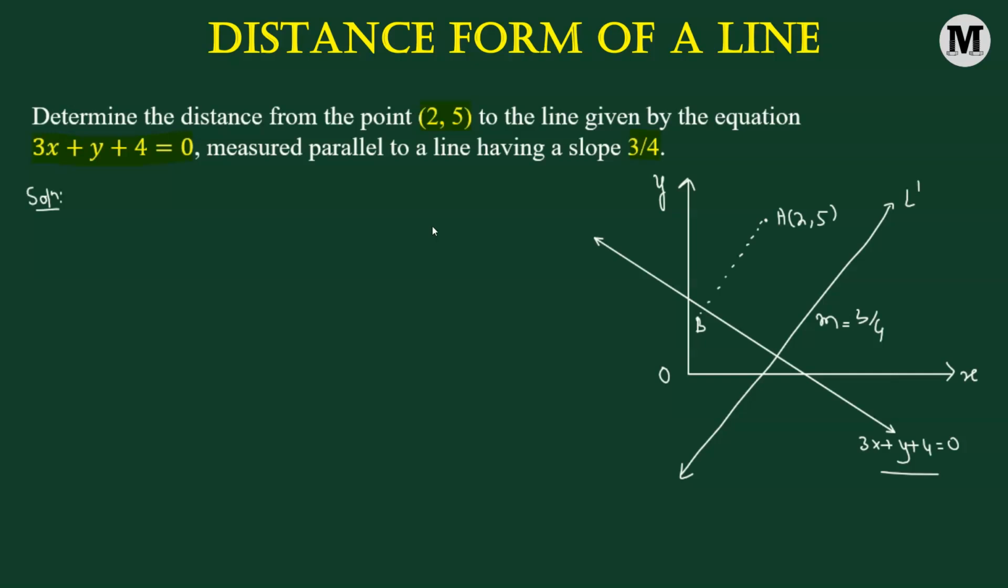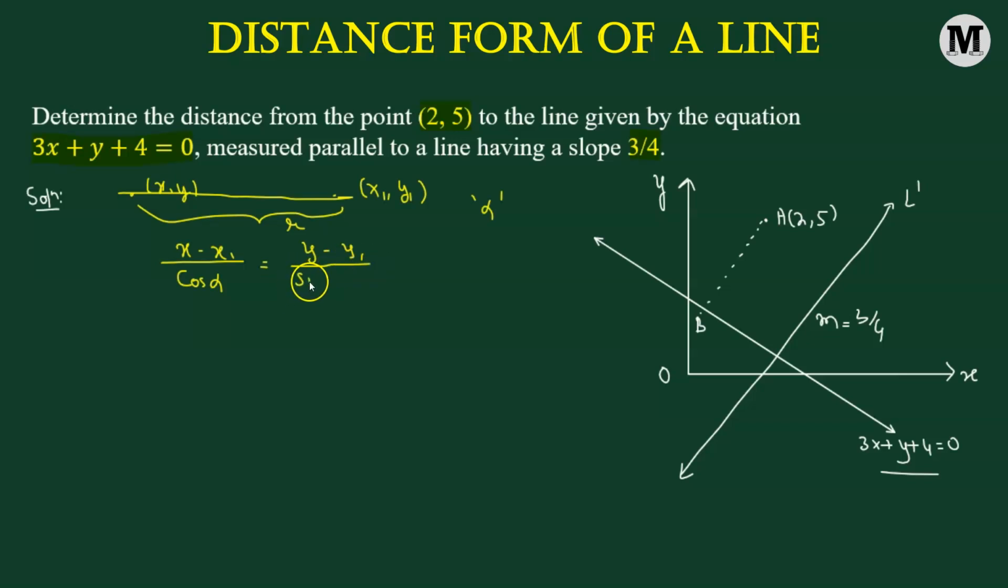We'll be using the distance form of a line. Let's quickly recap it. Let's say we have a point with the coordinates x, y and another point having the coordinates x1, y1. Let's say a straight line passes through these 2 points, the distance between these 2 points is denoted by r, and the line makes an angle of alpha with the positive direction of the x-axis. Then the distance form of a line states that x minus x1 divided by cosine of angle alpha equals y minus y1 divided by sine of the angle alpha, which equals r, the distance between the 2 points. This is referred to as the distance form of a line.